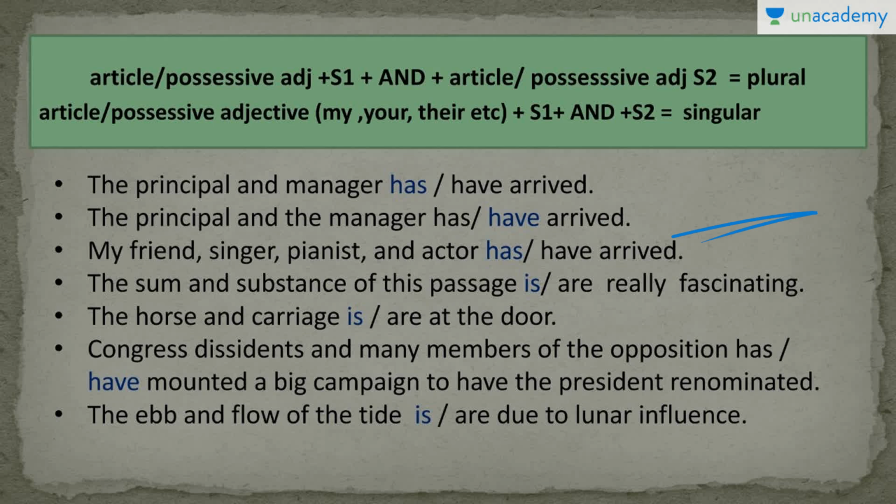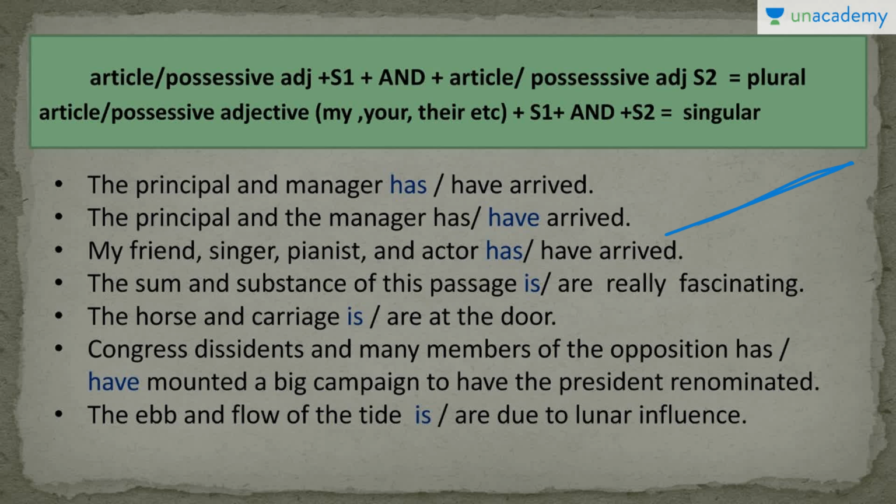Next, the principal and the manager has or have arrived. Now you can see that here there are two articles, the, before every subject basically. So that means there are two different people that are being talked about. So principal is someone else and manager is someone else. Therefore, they give a plural sense and has to be followed by a plural verb. So the sentence becomes the principal and the manager have arrived.